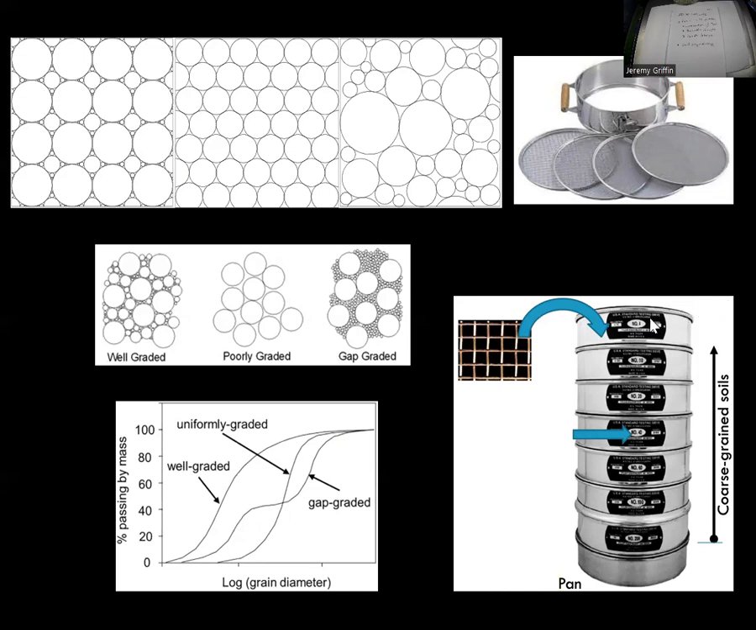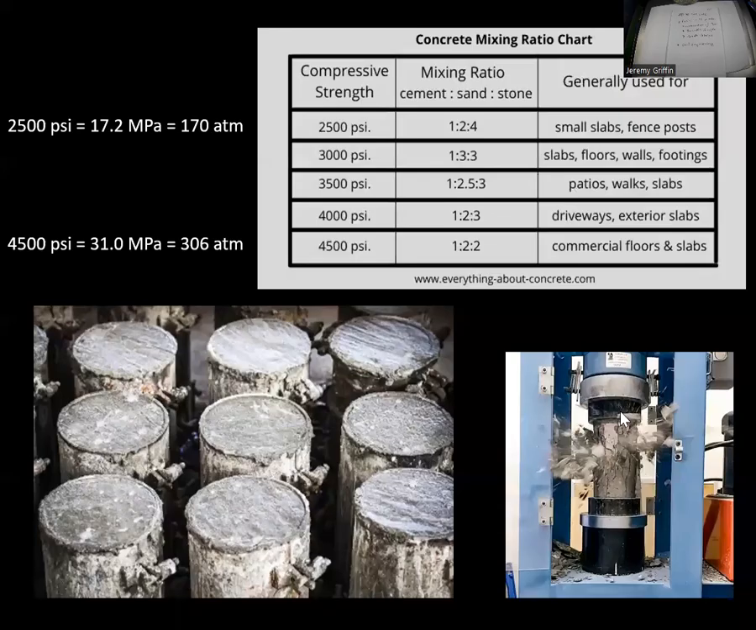So ideally, you want a well-graded soil. You want some of this and some of this and some of this. You want pretty even proportion all the way down. That will create the strongest concrete. Here are different strengths of concrete and what they could be used for, and also the mixing ratio of these different ingredients, cement to sand to stone.